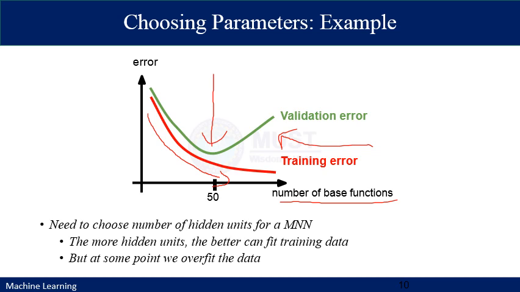So for example, you need to choose a number of hidden units in a multi-layer neural network, and if you increase the number of units, you can fit a better model with respect to the training data. But at the same point, you will overfit the data if you increase the number of hidden units beyond an acceptable level. And when you pass that acceptable level, there are more chances that your validation error is likely to increase.